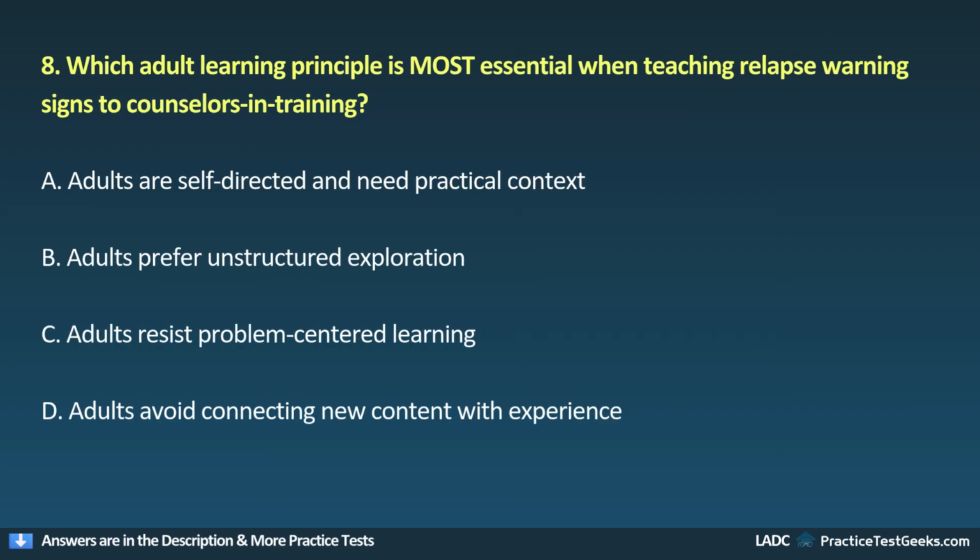8. Which adult learning principle is most essential when teaching relapse warning signs to counselors in training? A. Adults are self-directed and need practical context. B. Adults prefer unstructured exploration. C. Adults resist problem-centered learning. D. Adults avoid connecting new content with experience.